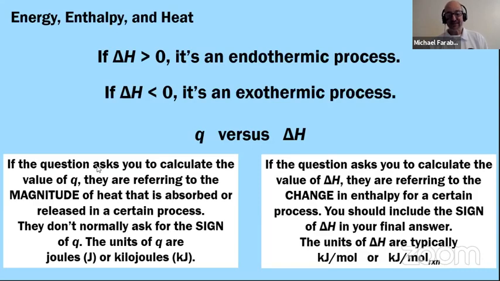Now, if instead the question says, calculate the value of delta H, pay close attention to whether it's an endothermic or an exothermic process, because you might miss a point on the AP exam if you forget to include the proper sign, especially if it's negative and you don't include that negative sign for an exothermic reaction. That's important. Now, the units of delta H are typically kilojoules per mole or kilojoules per mole of reaction. So stoichiometry and potentially a balanced chemical equation may come into play. So be careful that you know the difference between Q, which is heat, and delta H, the change in enthalpy.